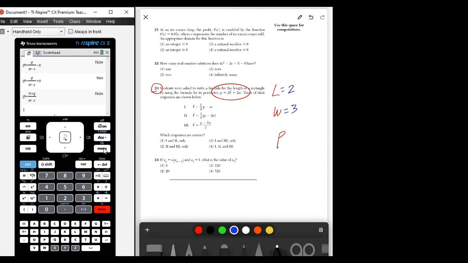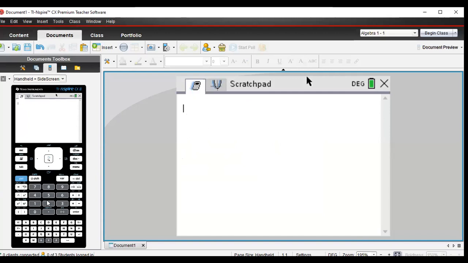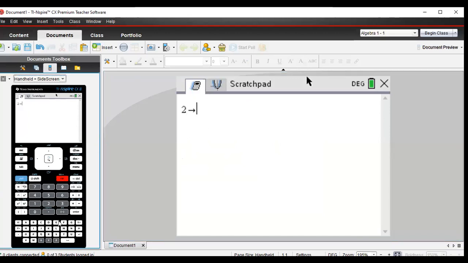So let me do this. We're going to go menu 14, get rid of everything that we had, and then menu 15, clear the screen. Let me bring this up so you can see exactly what I'm doing. Now I'm going to store 2 into L. Press enter, and then I'm going to take 3 and store that into W. Press enter. And then I'm going to use these 2 numbers and solve for P.